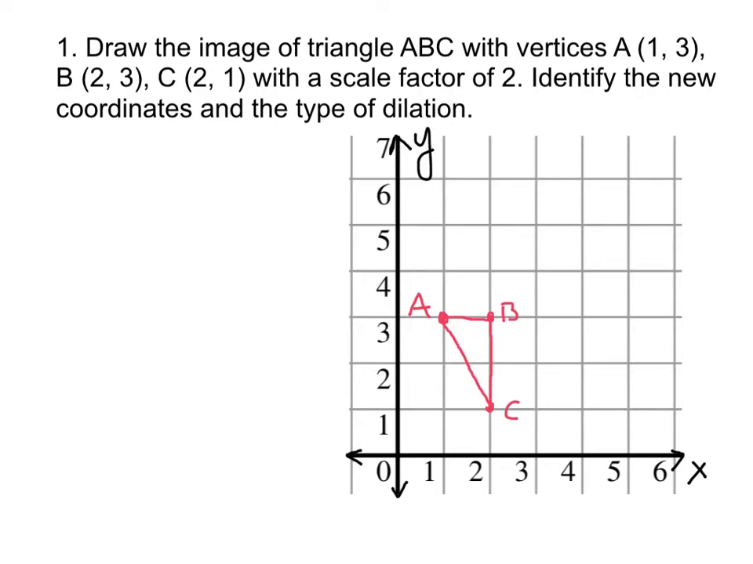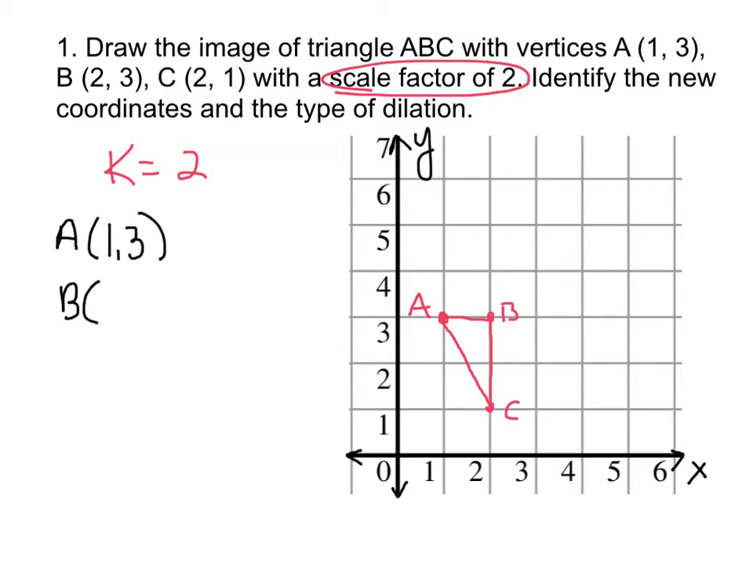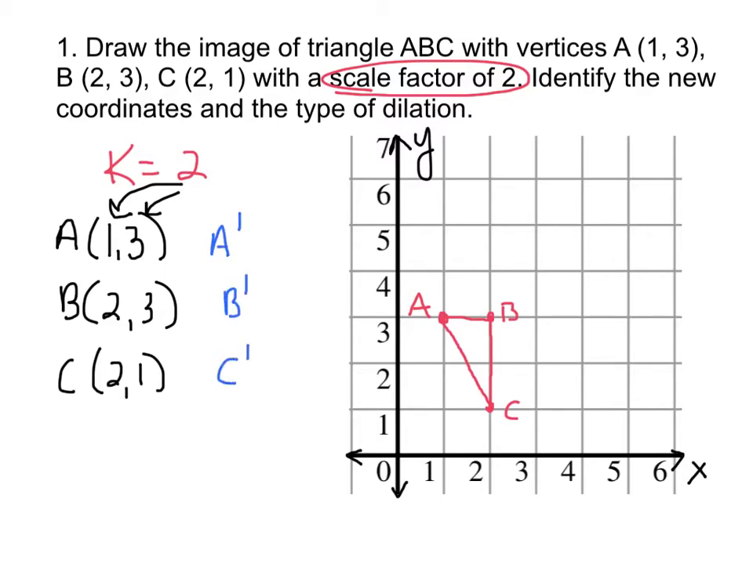Now we have a scale factor of 2. That is your K. Your K is 2. Now if you remember your key idea, you have to take your ordered pairs, A, B, and C, which are 1, 3, 2, 3, and 2, 1. And you take the K and multiply each coordinate by that value. And that's then going to give you A prime, B prime, and C prime.